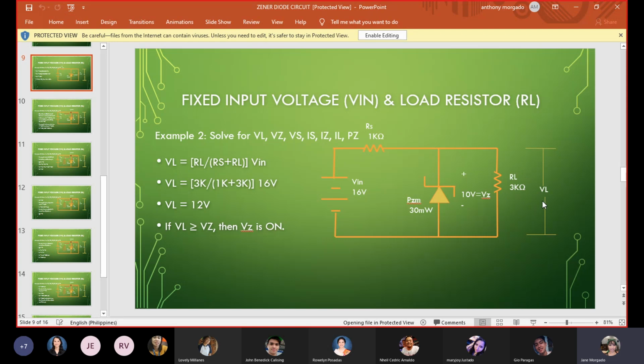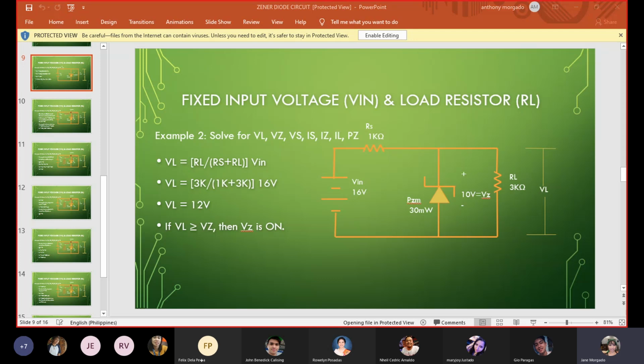So, alam naman natin, what is the relationship between voltage and resistance? V is equal to IR, diba? How are voltage and resistance related? Inversely po. Inversely ba? V is equal to IR. Hindi po. Direct po pala. Okay, directly proportional. So V is directly proportional with current. V is also directly proportional with resistance.